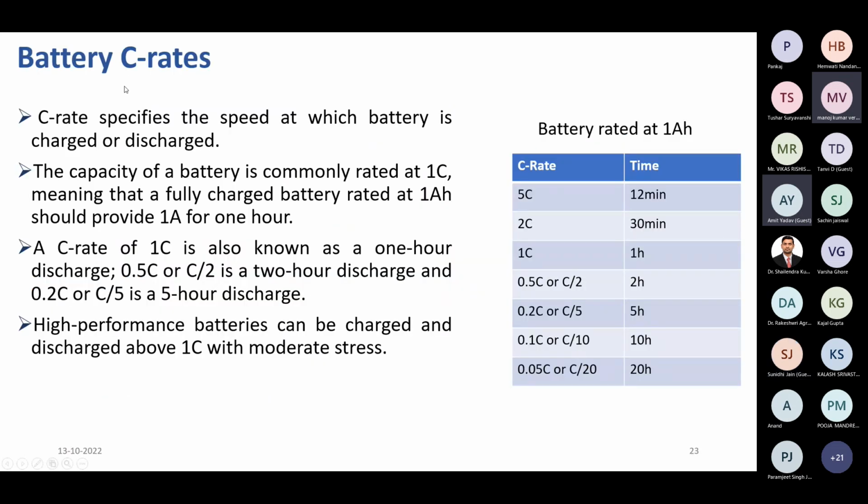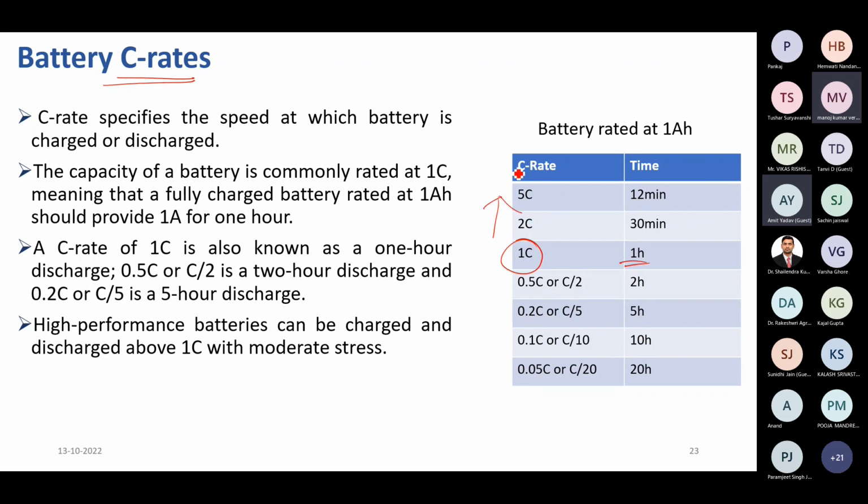So one more parameter is the battery C rate. Here in this table, we can see the C rate and the time that is required to charge. If it is a 1 C rate, we need 1 hour to charge the battery, and if it is 0.5 C, or C by 2, the same battery will take 2 hours to charge. And if it is 0.2 C, it will take 5 hours.